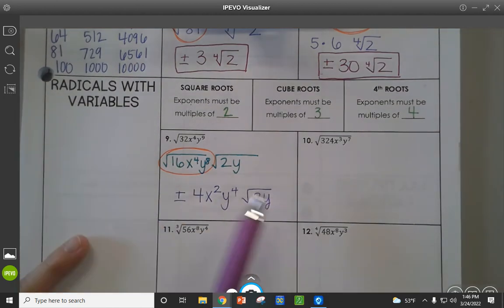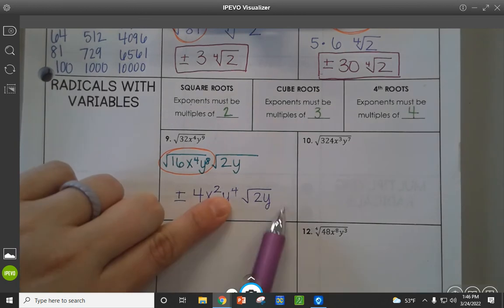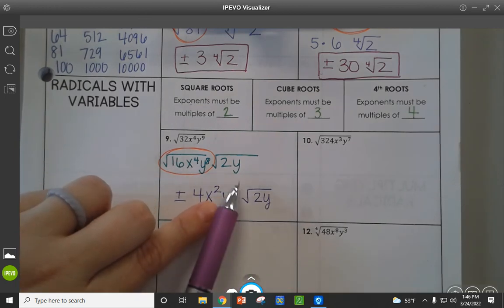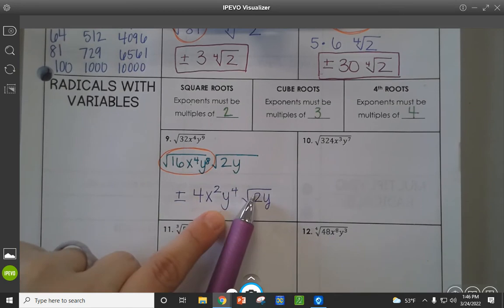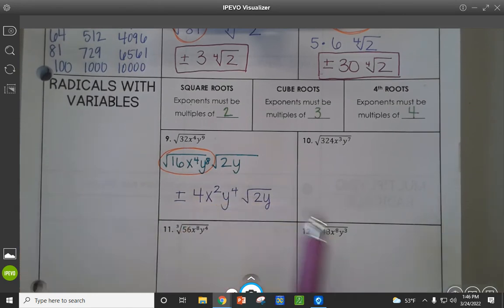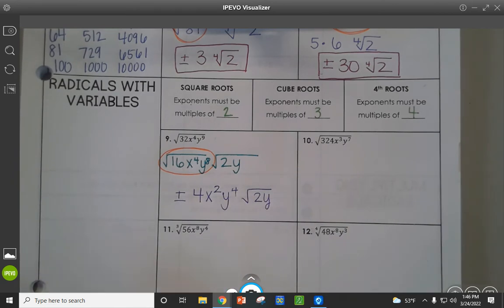Here's where especially you need to be careful. You don't want this to look like 4x squared y and then the 4th root of 2y. So be really careful with your exponents and your roots. Maybe make a little extra space there so they're definitely apart from each other. But really pay attention to your handwriting here because you don't want to miss questions because you got sloppy.